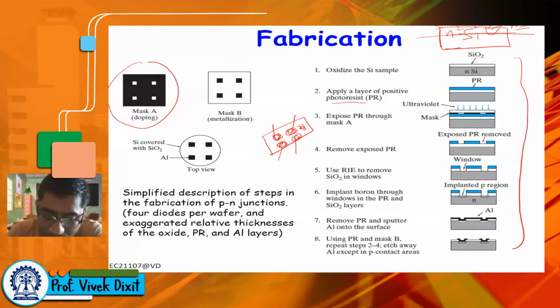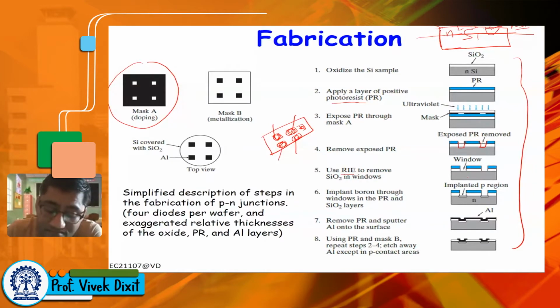Now we want to remove the silicon dioxide also from here, right? For that we use a process called etching. This is called reactive ion etching. Of course this etching has to be selective so that it only removes silicon dioxide. It does not remove the photoresist or silicon, right? So these are some characteristics that are required.